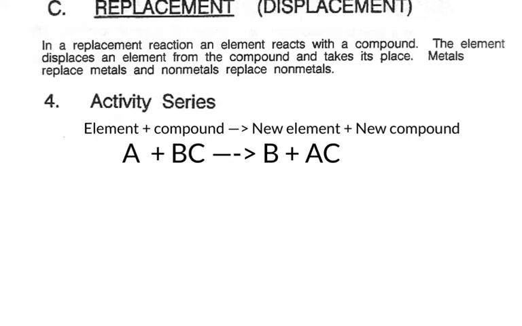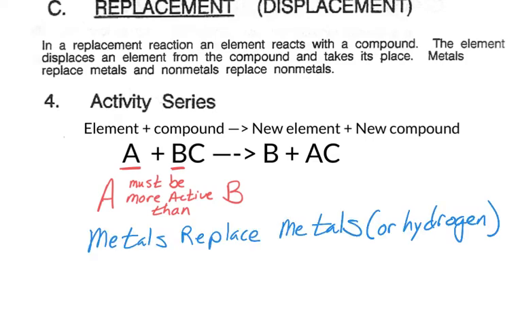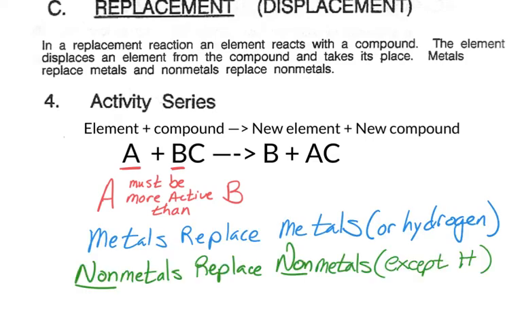In a single replacement reaction, an element reacts with a compound. In this reaction, the element displaces an element from the compound and takes its place. It can only do this if it is more reactive than the element it is replacing. Metals replace metals and nonmetals replace nonmetals, with the exception of hydrogen. Hydrogen will behave as if it were a metal in this series.